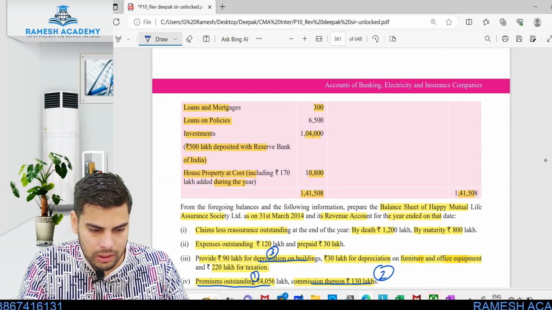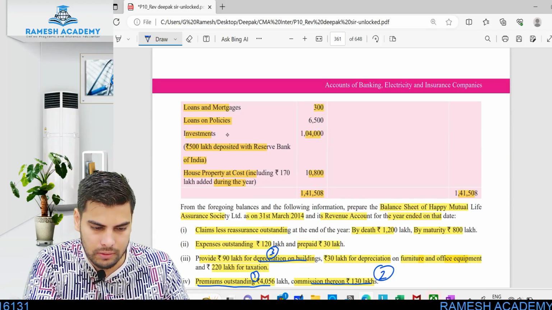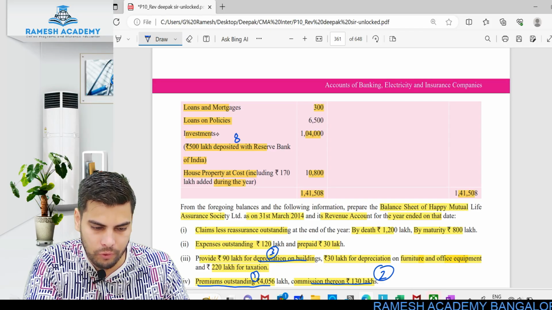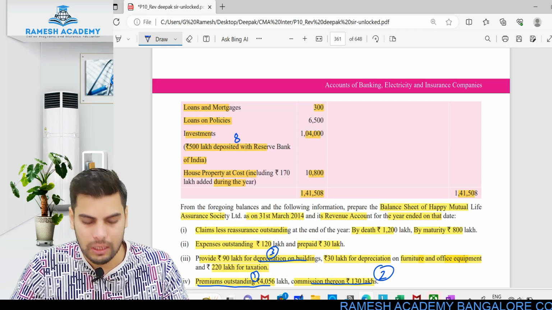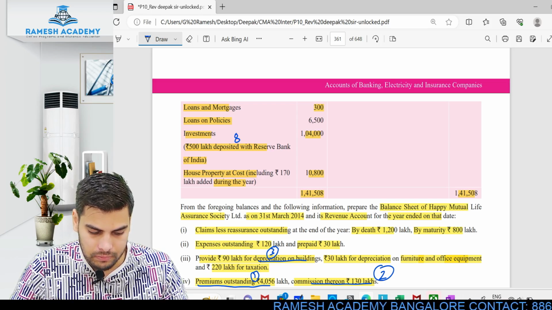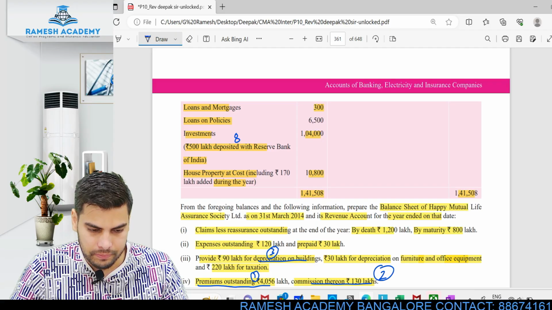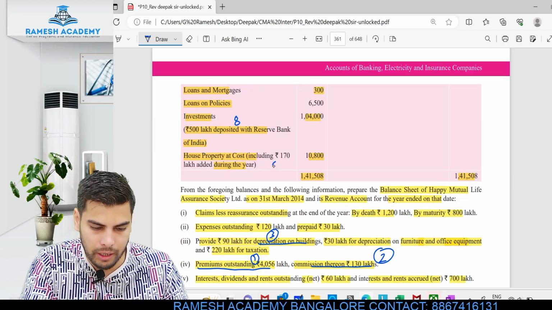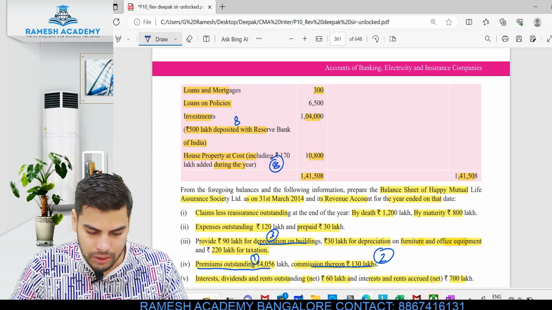Anywhere you come across investments, here it is. Look at this. So this would be your schedule number 8. So 1,04,000 investment we have got. So that would be your schedule number 8. Anything else? Yes. So this is also an investment, right? The investment which you made in house property. So even this would be schedule number 8 only.